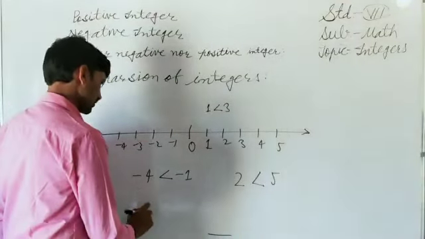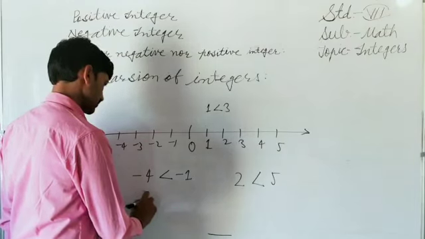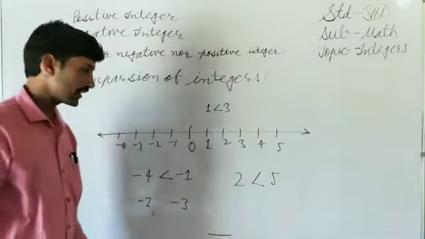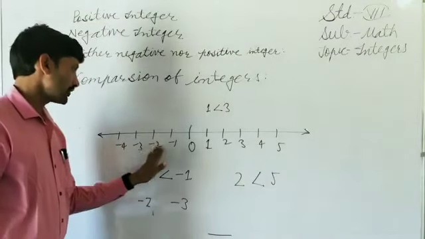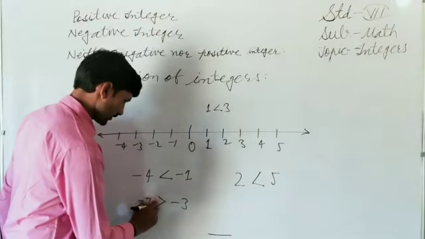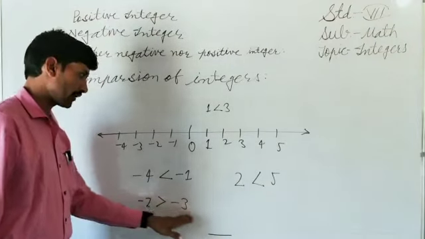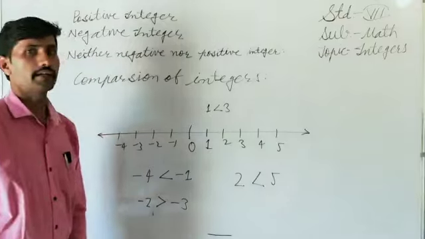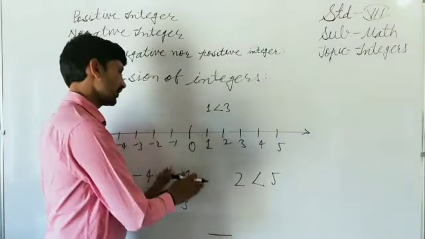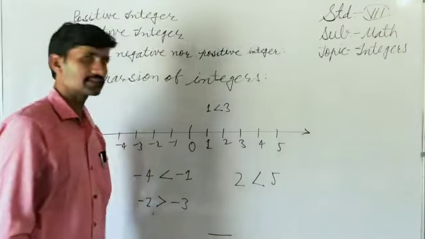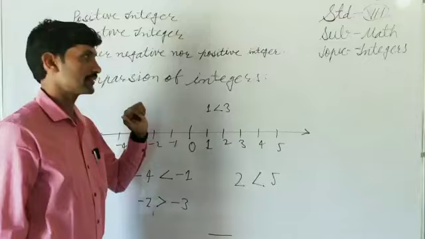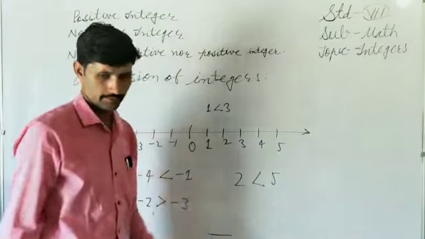If we look at another pair, -2 and -3, let us look on the number line again. -2 is to the right side of -3. So that's why -2 is greater. -2 is to the right side of -3 on the number line, so it is greater. So with the help of number line, we know how to identify whether the given integers are equal or not, meaning how to compare the integers, that we know very easily.